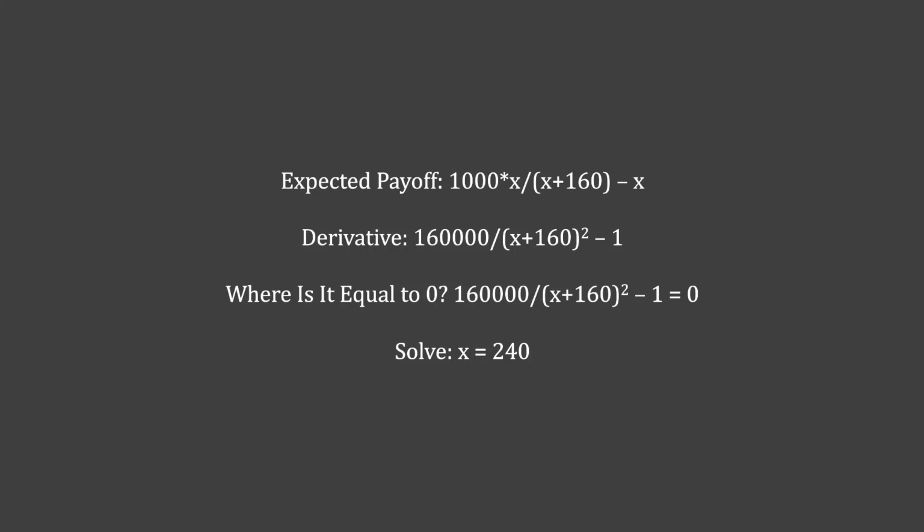So if you have an expected payoff of 1,000 times x divided by the quantity x plus 160, minus x, you take the derivative of that with respect to x and get 160,000 divided by the quantity x plus 160 squared, minus 1, then set that equal to 0 by simply tacking on equal to 0 at the end of it and solve for x, you get x equal to 240.